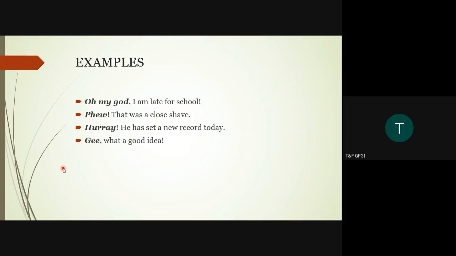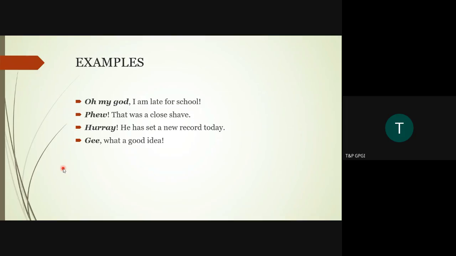The second one is, phew, that was a close shave. Okay, like that was a close one. Like I was about to get into an accident, but I saved myself. Phew, that was a close shave. Or hooray, he has set a new record today. So yay, a happy expression. Or gee, what a good idea. Like wow, it's a wow feeling. So this is an example of how you incorporate your interjection in your sentences or in your speech.